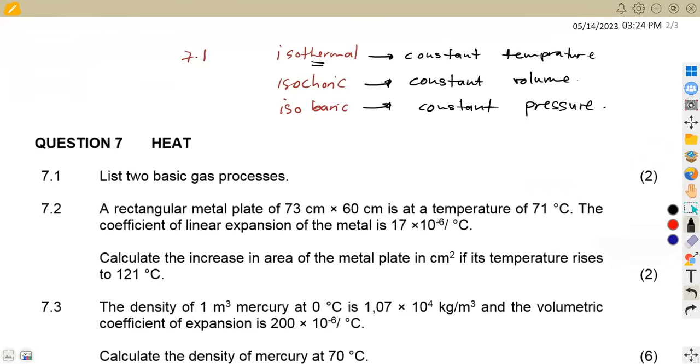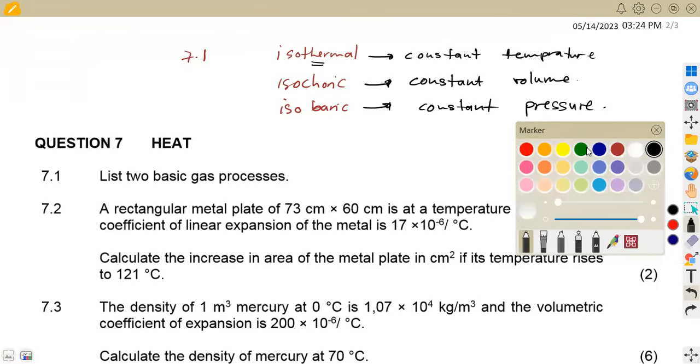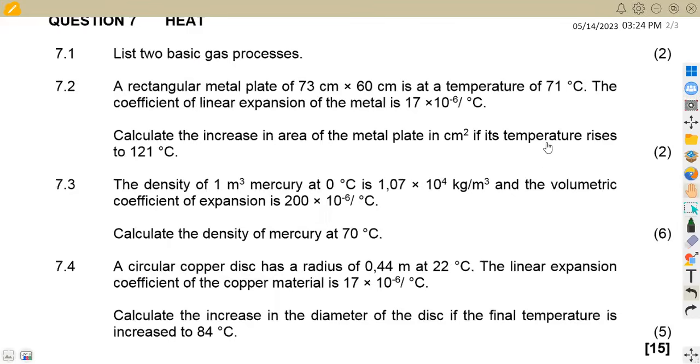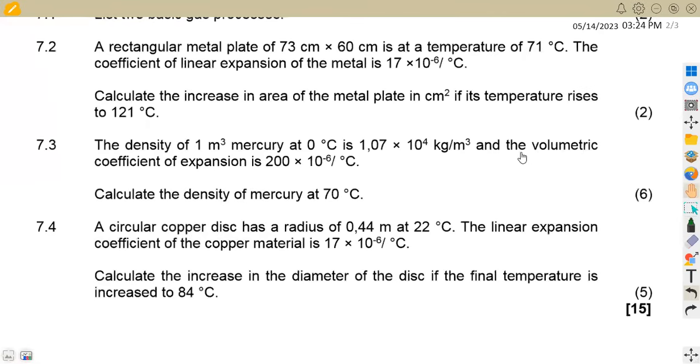So the processes that we are being asked about are the isothermal process, the isochoric process, and the isobaric process. So these are the processes that we have. Just any two of these are acceptable in our calculations.